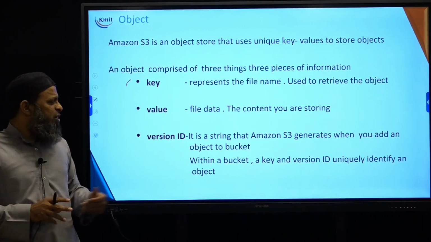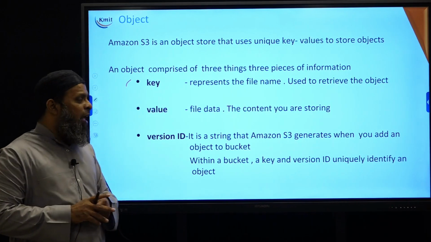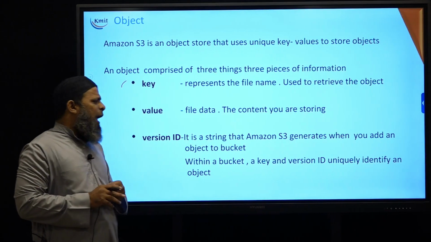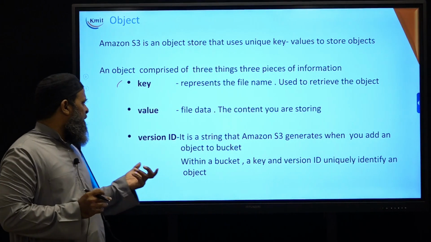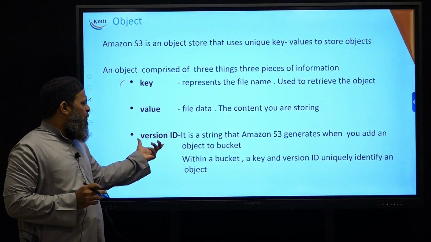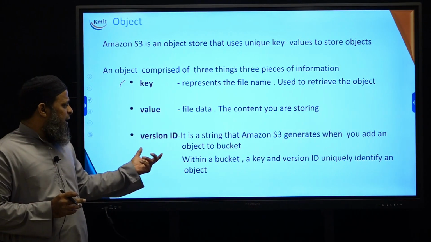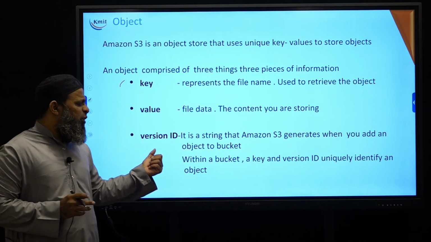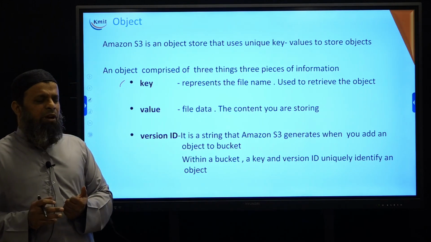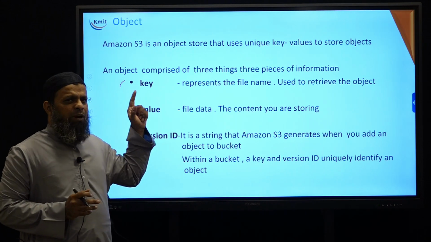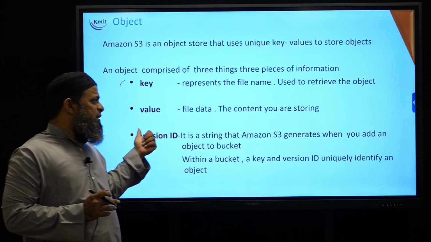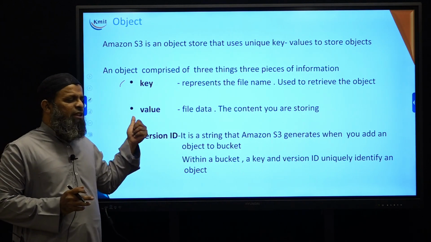And then the version ID is nothing but, whenever you add something to the bucket, Amazon S3 generates a string. That string is the version ID. So, with the help of key and version ID, you can uniquely identify an object inside a bucket. So, first you have to create the bucket, then for the object you have to give these three things, and then you can access everything inside the bucket.